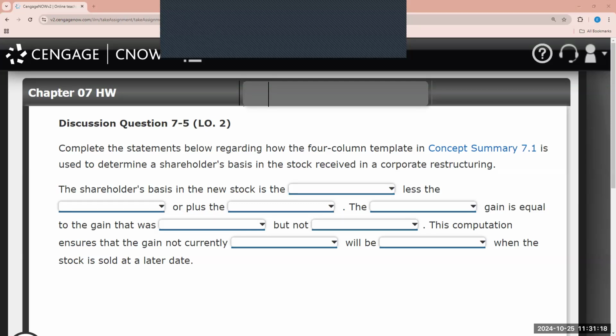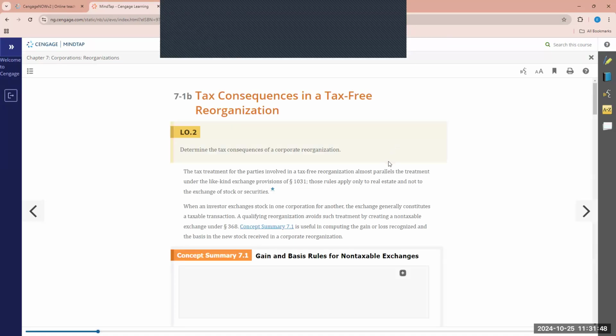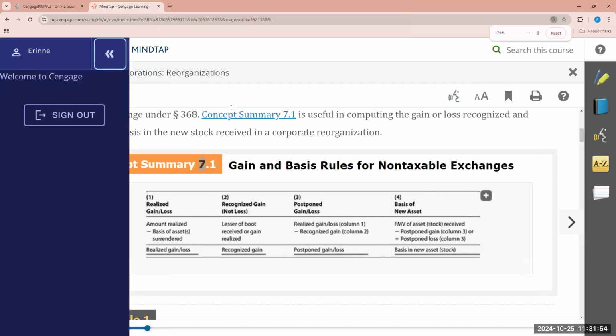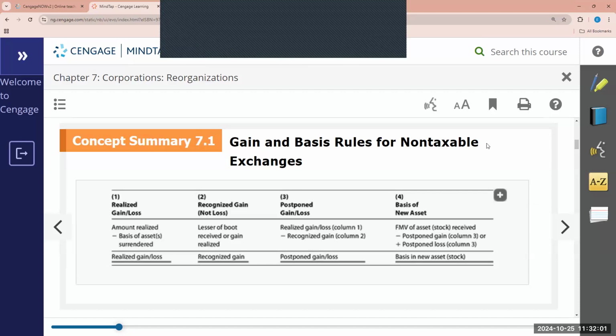Here in this question, it asks us to complete the statements below regarding how the 4-column template in concept summary 7.1 is used to determine a shareholder's basis in the stock received in a corporate restructuring. All right, so I have a rendering, or we can actually open it as well. All right, so here we have the concept summary 7.1. This is the gain and basis rules for non-taxable exchanges.